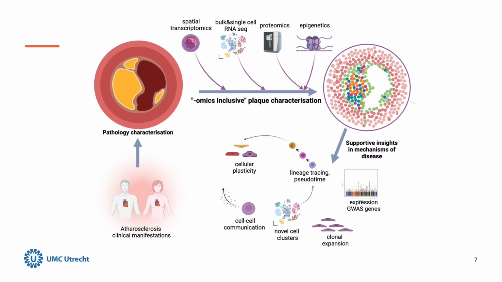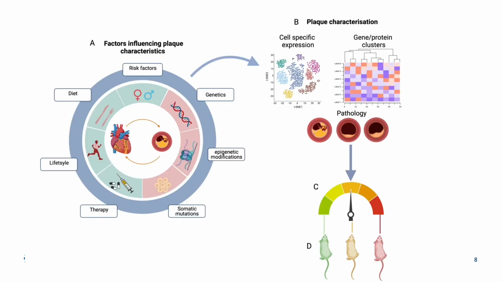The cell-specific characterization of gene expression levels will provide insights in the cells expressing genes that have been identified in coronary artery disease genome-wide association studies and novel cell clusters that could point to mechanisms of disease progression, such as cellular plasticity, clonal expansion, and ligand receptor interactions. We foresee the following future perspective.